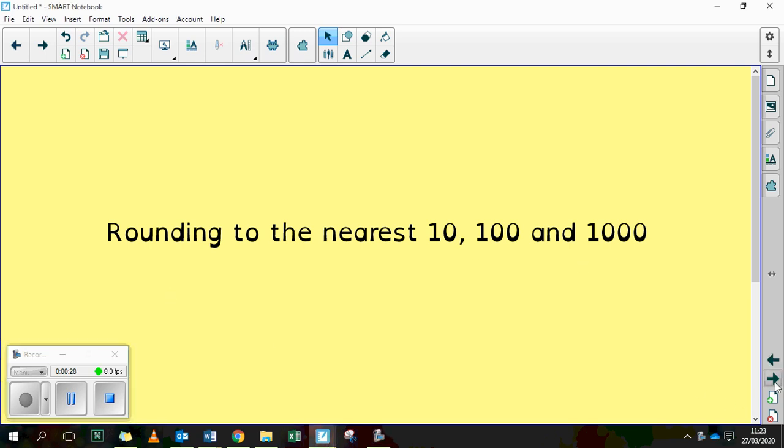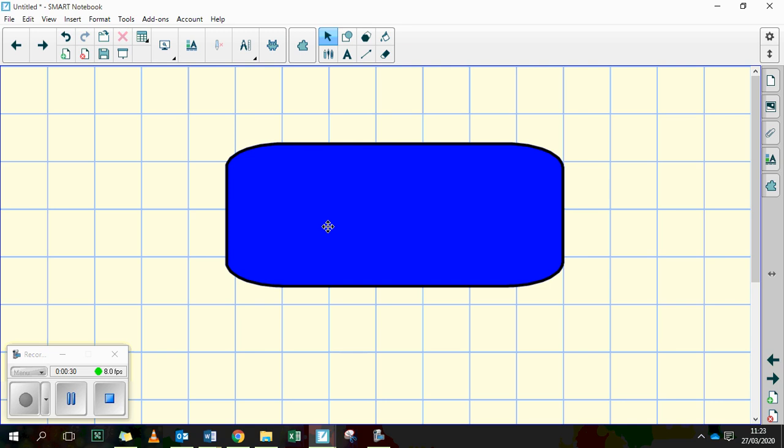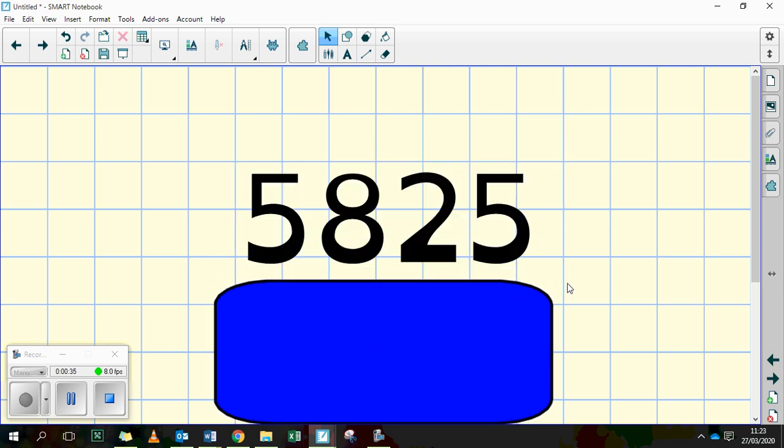Okay. Behind here, I have got a 4-digit number. Here we go. So my number is 5,825, and we are going to round this number to the nearest 10, then to the nearest 100, and then to the nearest 1,000. First thing we have to think about, though, is what the numbers do when they round up or down.